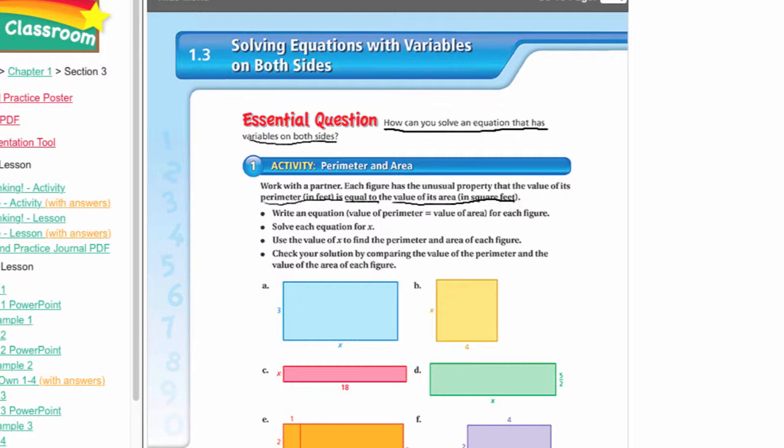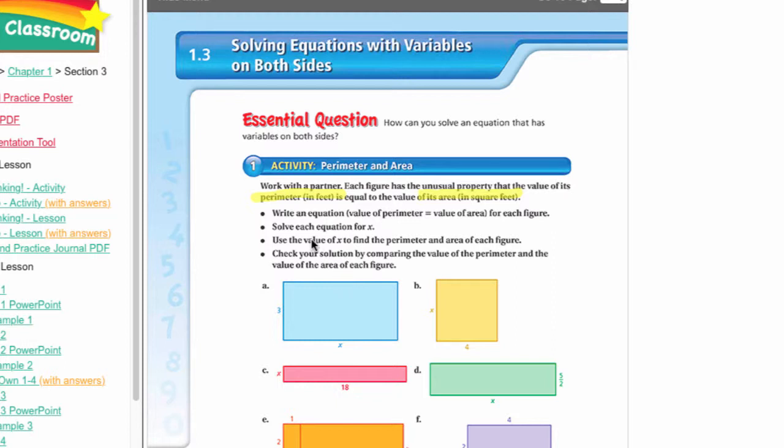Value of perimeter in feet is equal to the value of its area in square feet. So notice that equal to there. Write an equation where the value of the perimeter equals the value of the area for each figure. So this is not always true. The perimeter of a figure is not always equal to the area, but in this case it is.